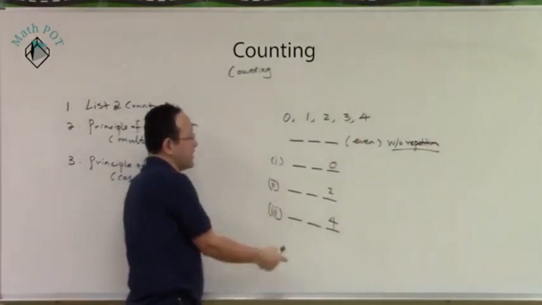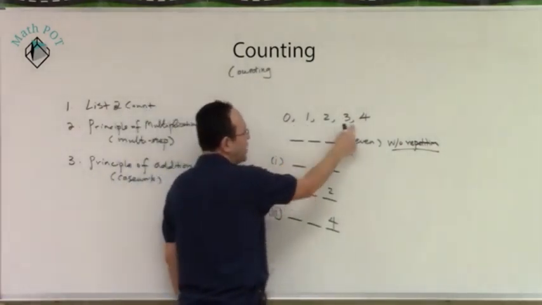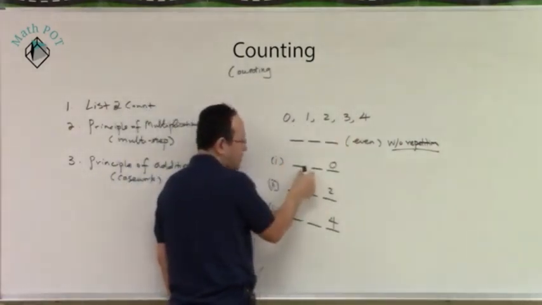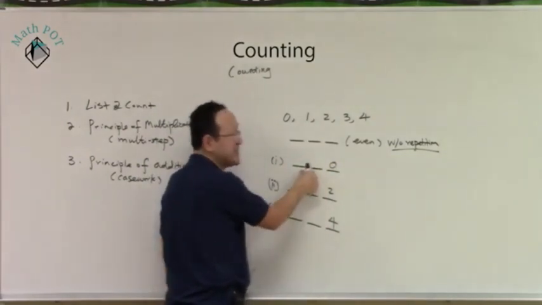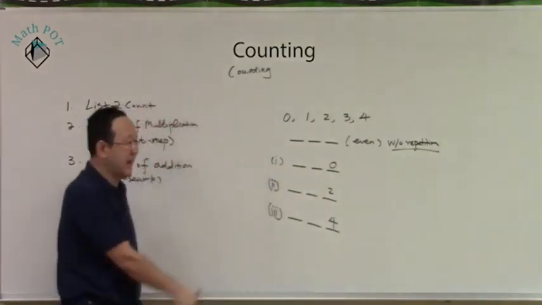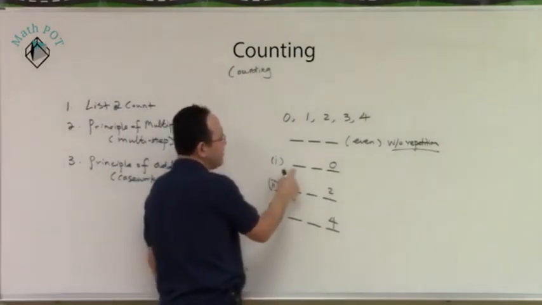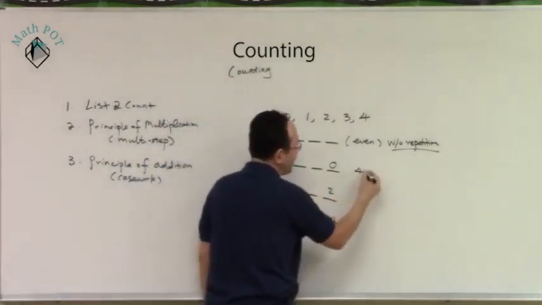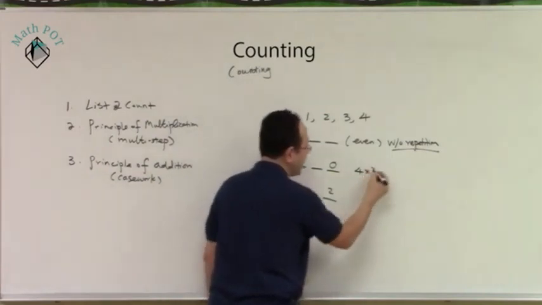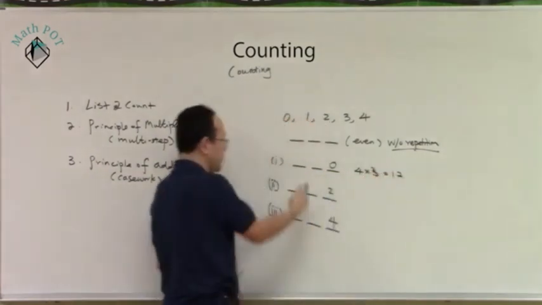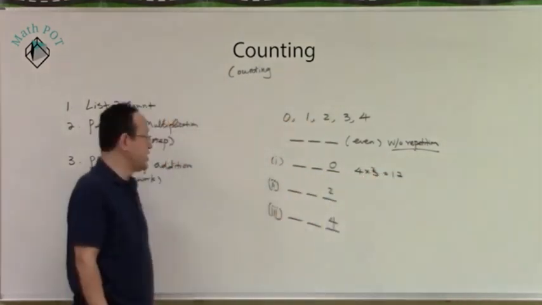Something, something, 0. Of course, now it's nothing but using 1, 2, 3, 4 to fill those two places here. So clearly, at this point, this is a multi-step problem. First step, we have 4 ways. Second step, we have 3 ways. That gives us 12 ways in the first case.